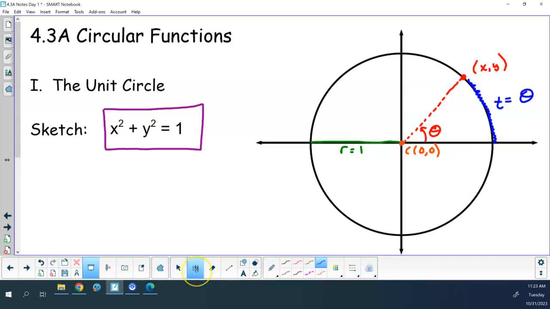So if we went to any point, I'll go in purple this time. If we go over here, now my point's over there. Here is, we'll call it theta prime. It's our second theta. Then the length of this purple arc is theta prime. And that would work for any point on our unit circle, where the length of that arc is going to be the central angle in radians.